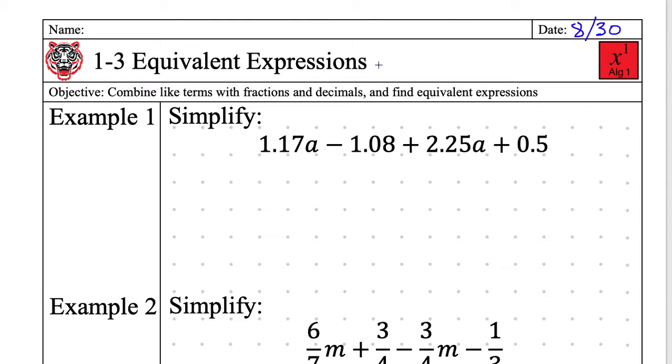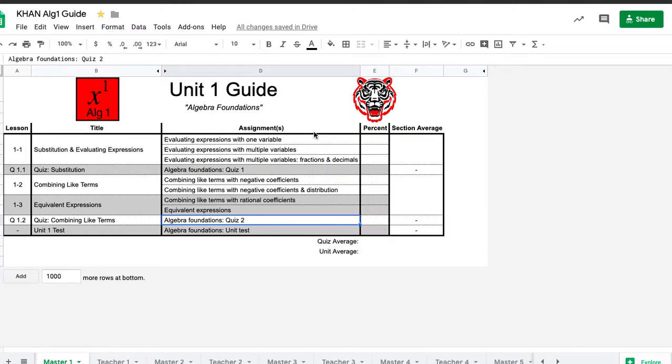Before we begin the notes, make sure that you finished your homework on Khan Academy, and make sure that you finish your summary from 1-2. So pause the video now, make sure that you've done those two things. Let's go ahead and see where we're going.